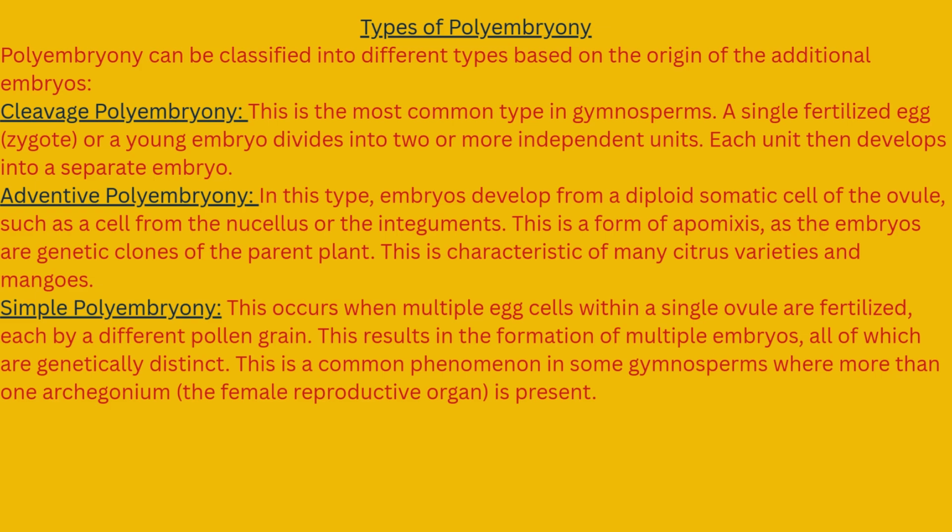Now, the next is simple polyembryony. This occurs when multiple egg cells within a single ovule are fertilized, each by a different pollen grain. This results in the formation of multiple embryos, all of which are genetically distinct. This is a common phenomenon in some gymnosperms where more than one archegonium, the female reproductive organ, is present.